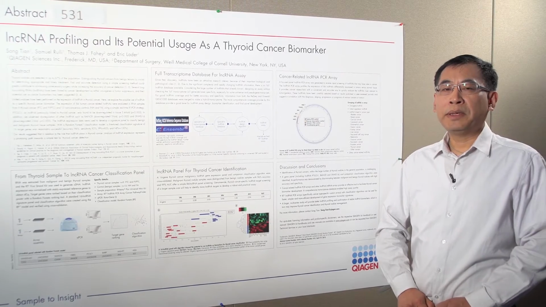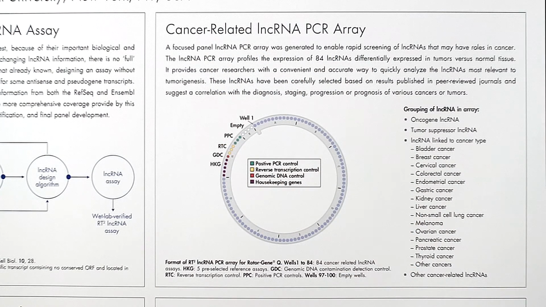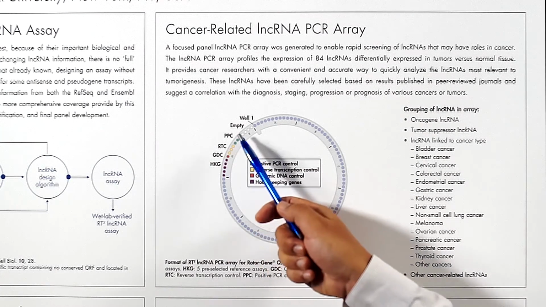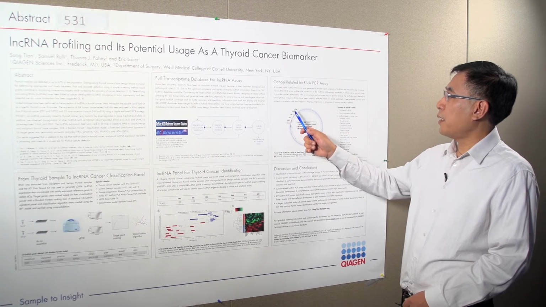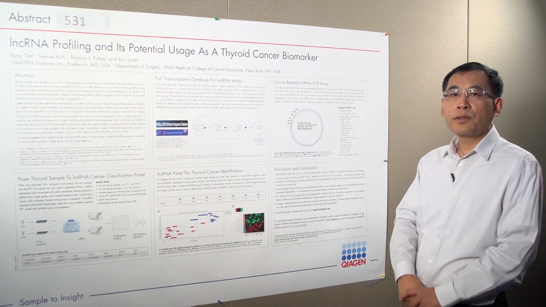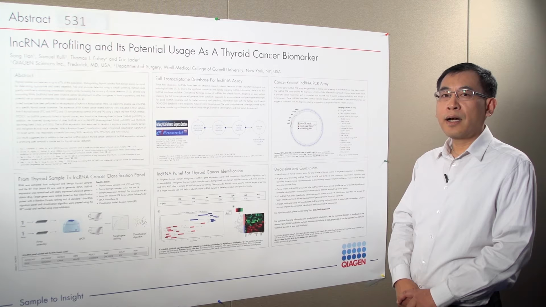For the thyroid cancer biomarker development, because of the lack of thyroid-specific lncRNA information, we decided to use our cancer-related lncRNA PCR array for the thyroid tissue sample screening. This long non-coding RNA PCR array was generated with 84 lncRNA targets well selected based on peer-reviewed papers. It also contains a panel of controls that include the housekeeping genes, the genomic DNA controls, the reverse transcription controls, and the qPCR efficiency controls. Those 84 targets include the lncRNAs that have a correlation with the diagnosis, staging, progression, and prognosis of cancer. It also includes the lncRNAs that have a role as a tumor suppressor or the oncogenes. So we believe with this lncRNA array, we can identify the thyroid cancer specific biomarker.